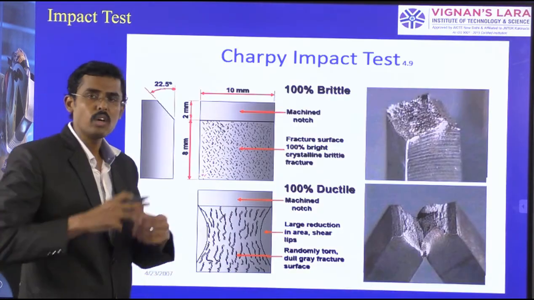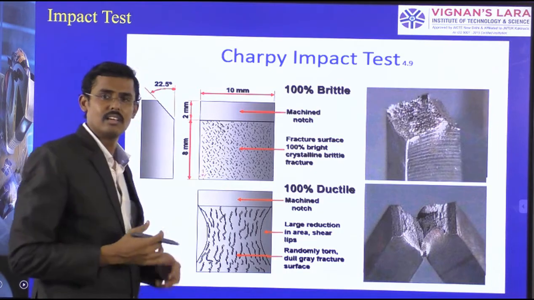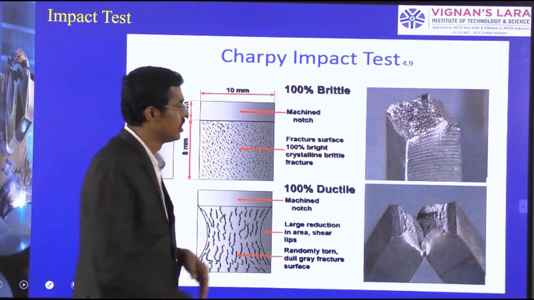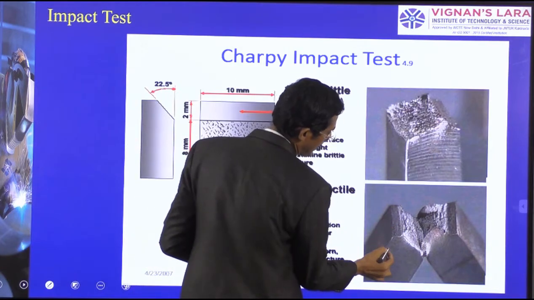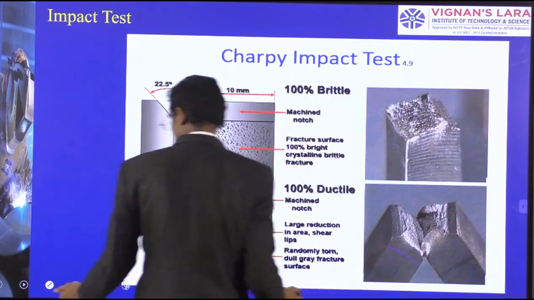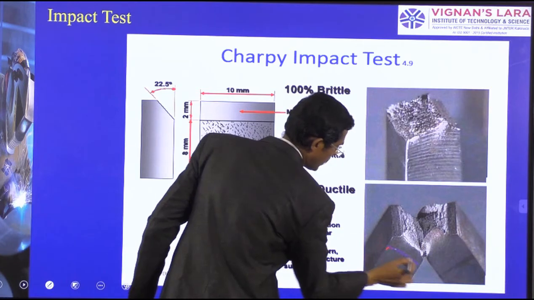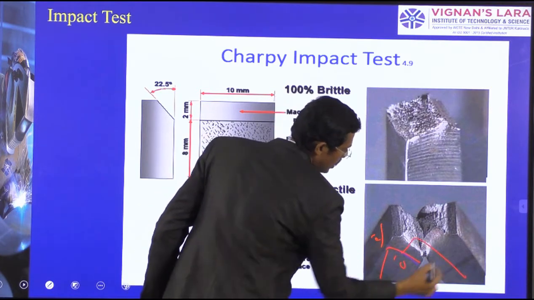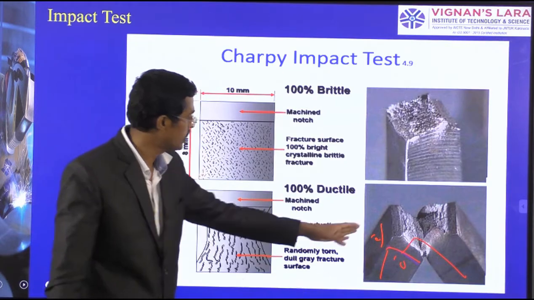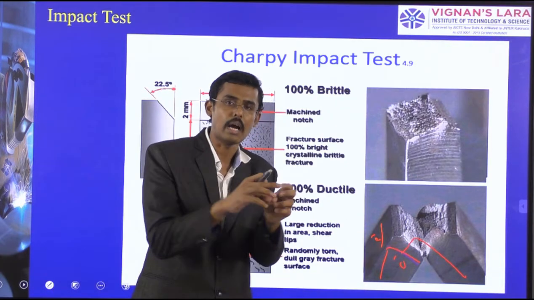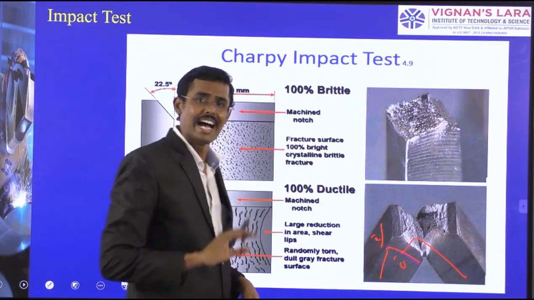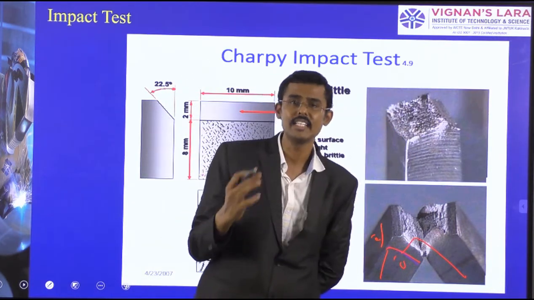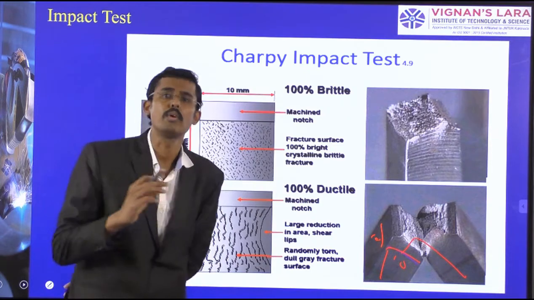So I want to analyze these destructive testing methods. After breaking, this 55 mm specimen has been taken. This is 10, we know this, 10 by 10 cross-section with a total length of 55 mm. We keep the weld at the center, apply the impact load, and it is broken.